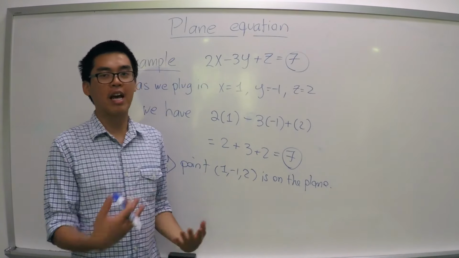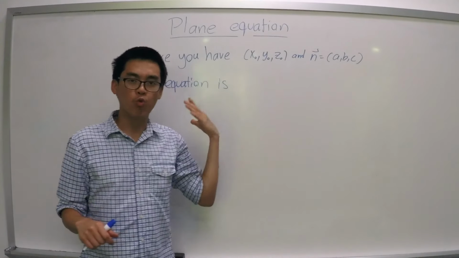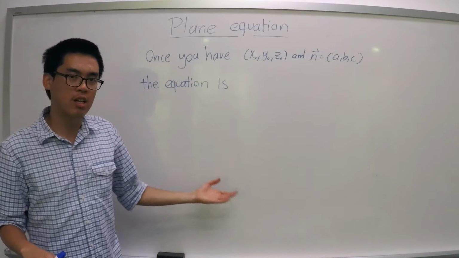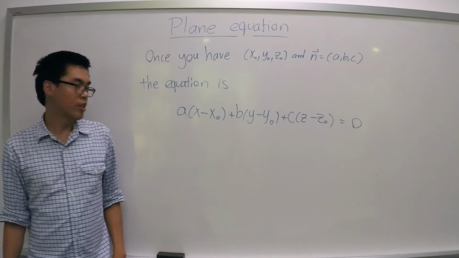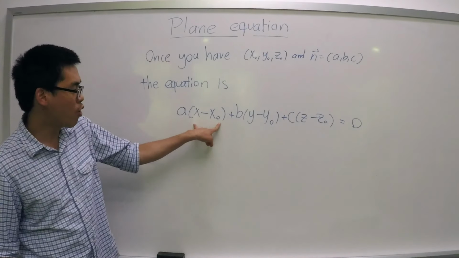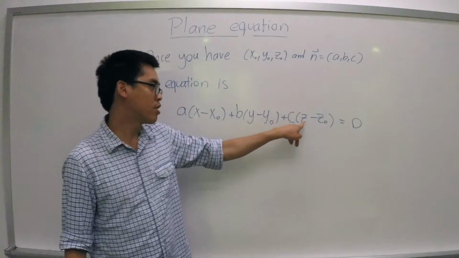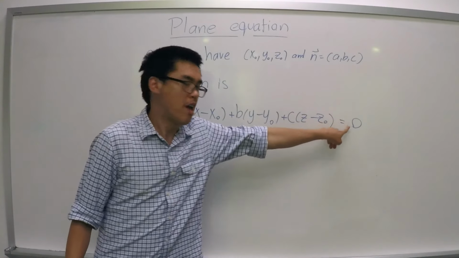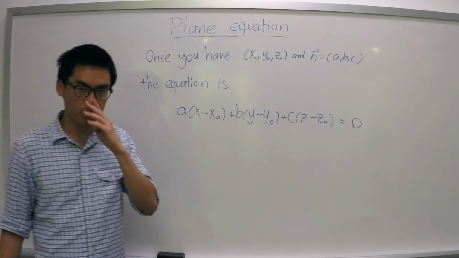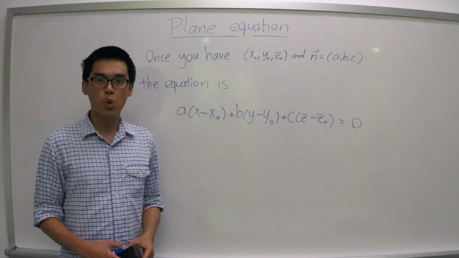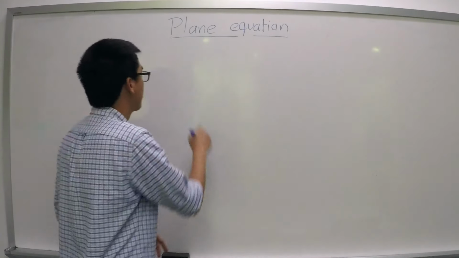Once you have those two ingredients, a point on the plane and the normal vector, you combine them into one equation, and that equation is as follows. The equation is a times (x minus x0), plus b times (y minus y0), plus c times (z minus z0), and that combined equals 0. With this, let's do a couple of examples together.